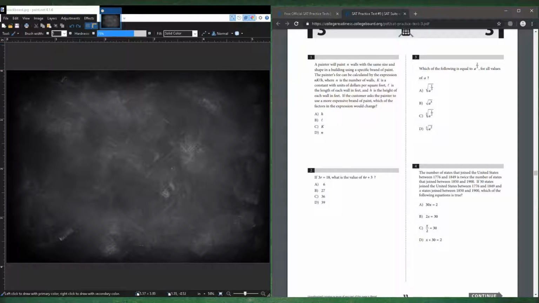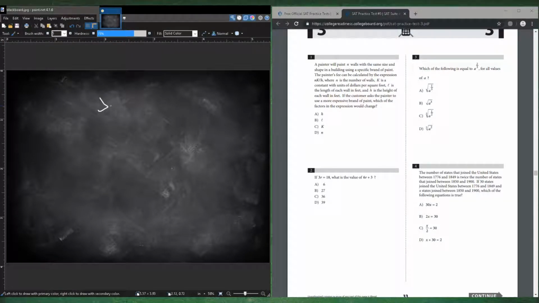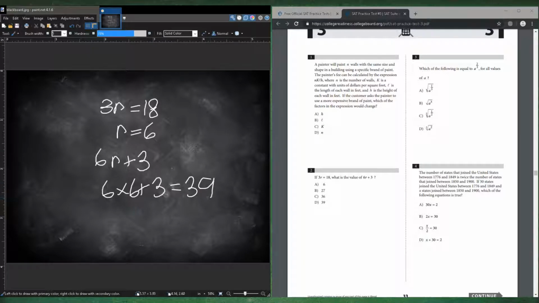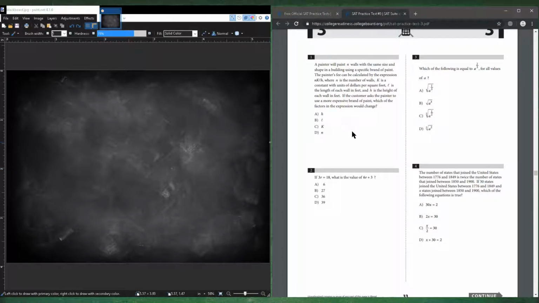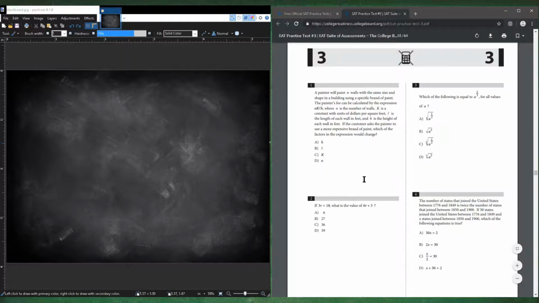If 3r is equal to 18, what's the value of 6r plus 3? So 3r equals 18. That means r is equal to 6. So 6r plus 3 is just 6 times 6 plus 3, which is 36 plus 3, which is 39. So the answer is D. This is just a basic variable question.